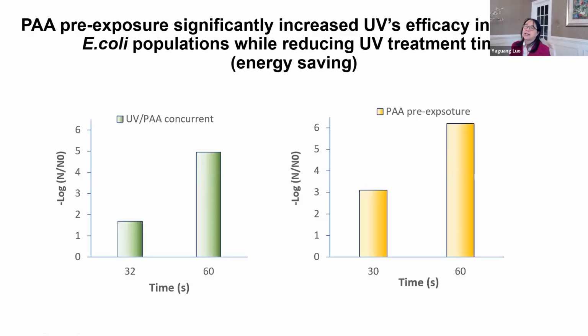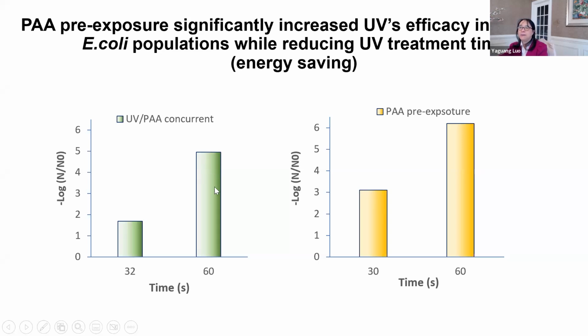Here is a side-by-side comparison between the UV PAA combined, we'll call it the concurrent, versus PAA pre-exposure followed by UV for 30 seconds. So for both 30 seconds exposure, the combined reached 1.7 log reduction here. We use the log here, it's the log reduction of the microbial counts over the initial microbial counts. And here, with that 30 seconds UV exposure and the 30 seconds of the PAA, our reduction reached the 3.1 log. So that was more than 1.4 log improvement.